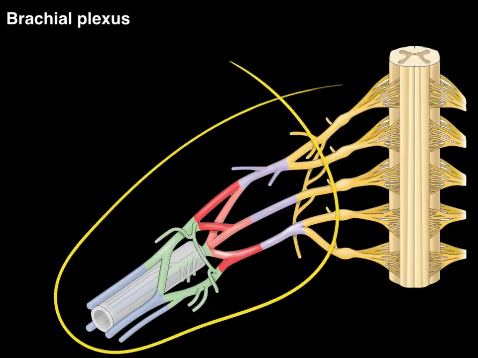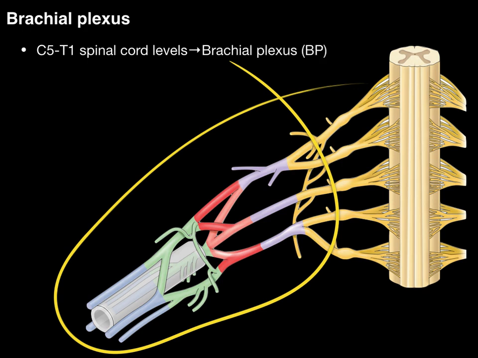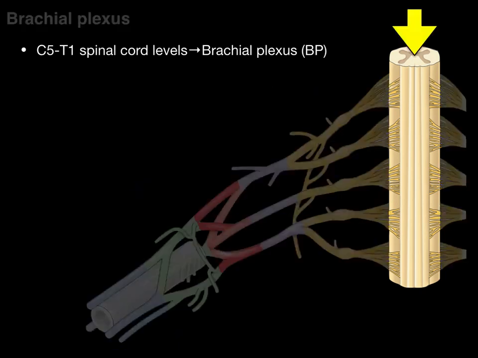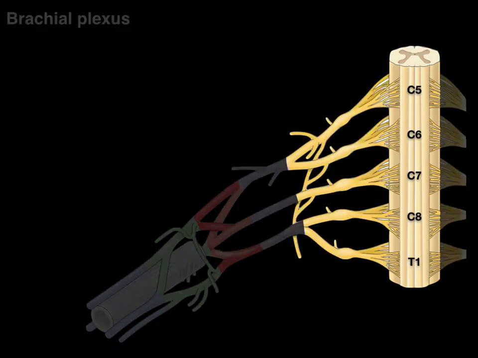Okay, so the brachial plexus is that right there. Now, the C5 to T1 spinal cord levels are what make up the brachial plexus, and there's our spinal cord, and those are the C5 to T1 spinal cord levels. Now, the brachial plexus is what provides the motor and sensory innervation to the upper limb.